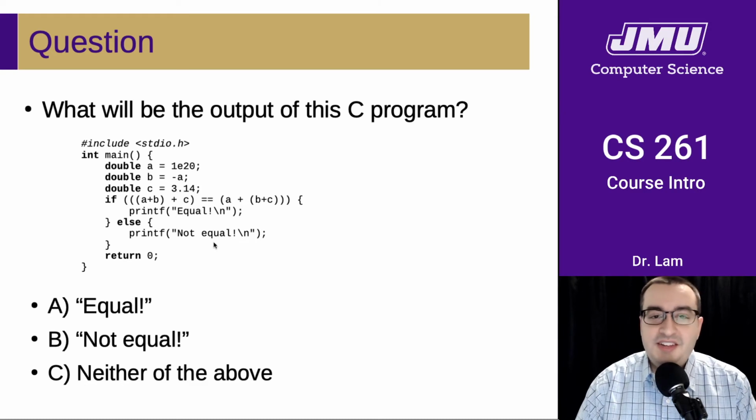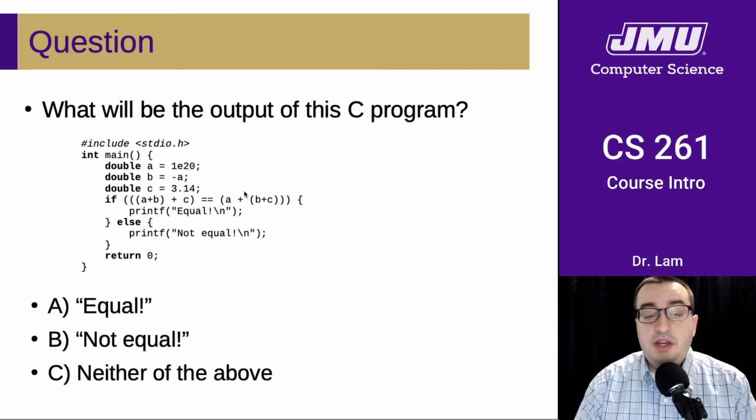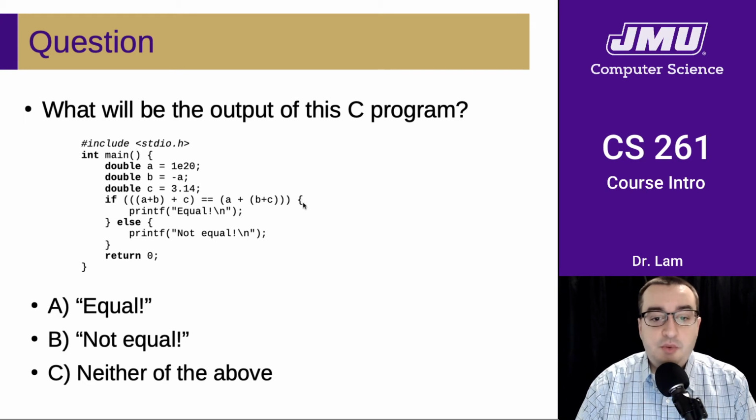Again, take a second and think about what you would expect this program to produce as output. Hopefully it seems reasonable that it should print equal, because we're taking the same three numbers and adding them together. We're just changing the order in which we do it. But just like with the previous example, if you were to actually run this, you would see that it prints out not equal. Again, this is something that should concern you quite a bit at this point.